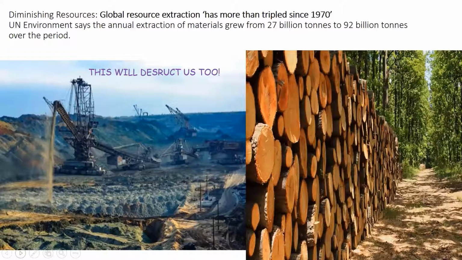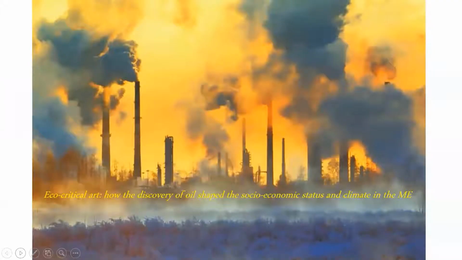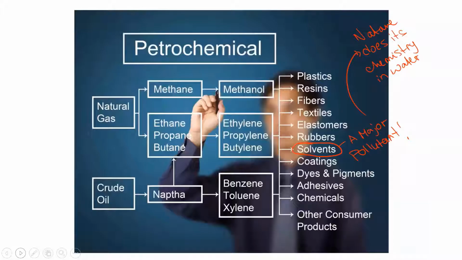Now, even the materials: the global extraction of material has tripled since the 1970s. And this will lead to a destruction of everything that we own. And even in this eco-critical art piece, they talk about the discovery of oil and how it shaped the socioeconomic status of the Middle East and climate just because of the oil discovery. The problem is everything that we consume is based on petrochemicals and plastics, resins, fibers, textiles, elastomers, rubbers, and solvents that are a major pollutant.